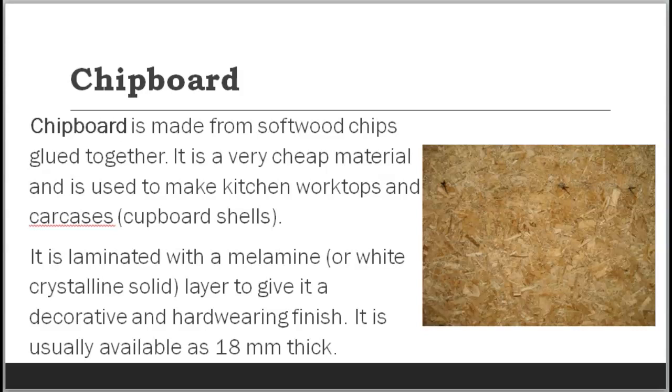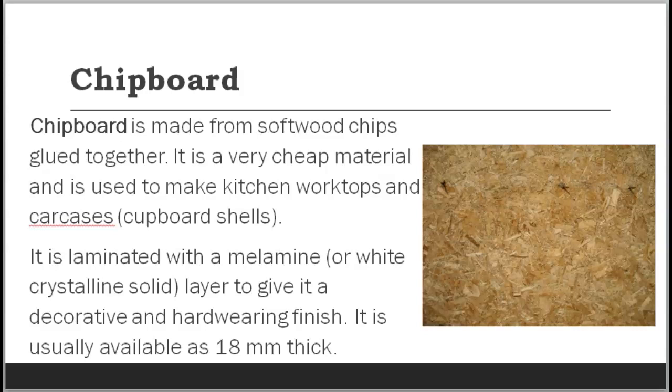Chipboard. This is made from softwood chips that are glued together. It is a very cheap material and is used to make kitchen worktops and carcasses, such as cupboard shelves. It is usually laminated with a melamine or white crystalline solid layer to give it a decorative and hard-wearing finish. It is usually available in thicknesses of 18 millimeters.